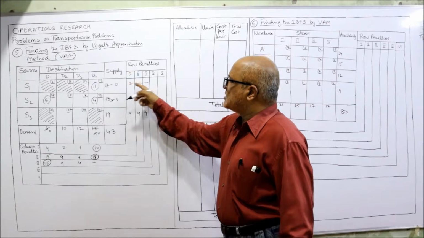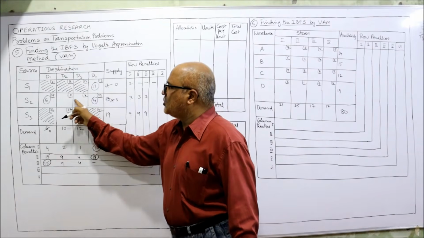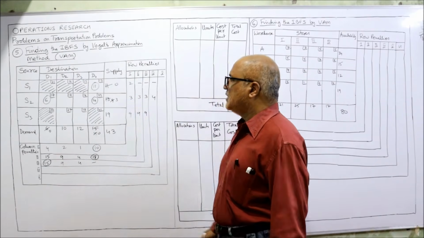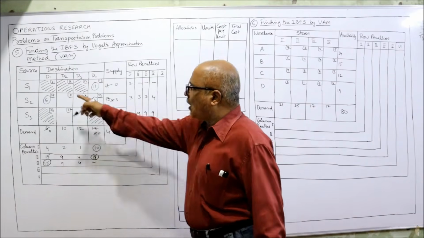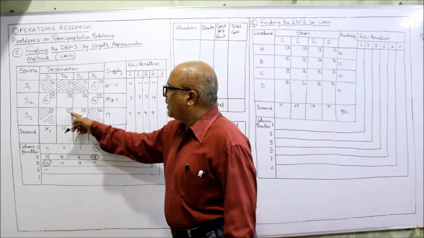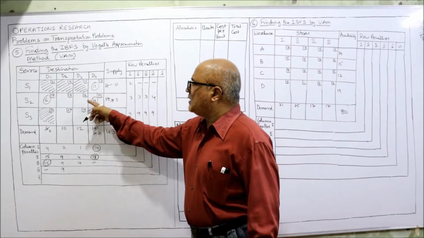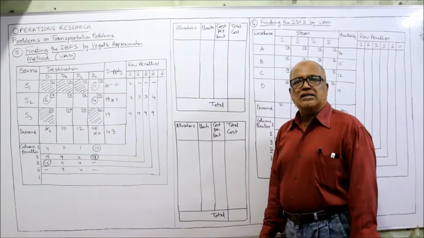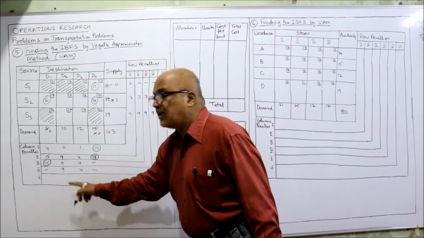Fourth penalty. First row dash. Second row 14, 18. Only 2 unoccupied cells. So 18 minus 14, 4. Right? Next, 27 minus 18, 9. Column wise, the first column is over, put a dash. Second column 27 minus 18, 9. Third column 18 minus 14, 4. That's all. Now find out the highest penalty. Here the highest penalty is 9. Here also the highest penalty is 9.